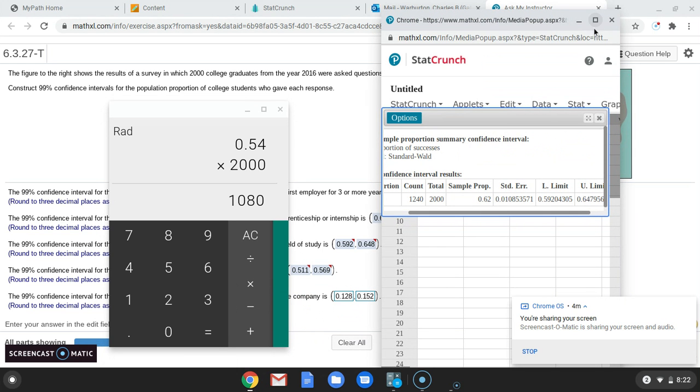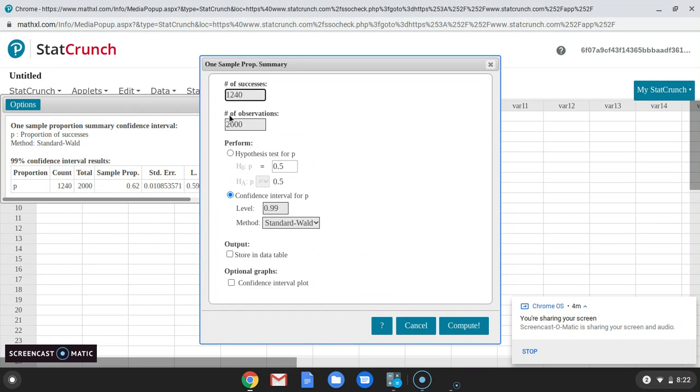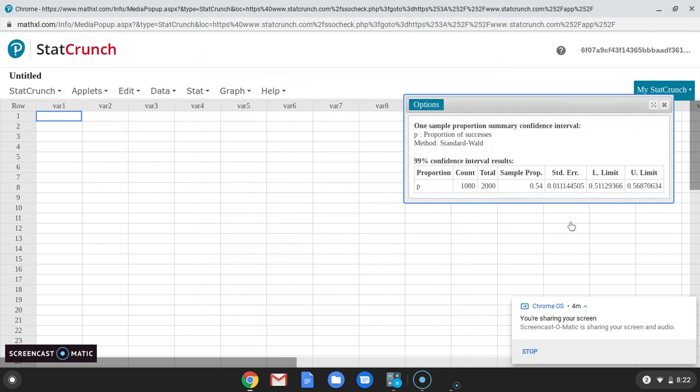And the cool thing is I can just come back and edit this, go to options, edit, and just change that to my new one. What was it, 1,080, I think? Let me just double check. I forget what that was. 1,080, there it is. And then compute. And there's my new lower level and upper level.